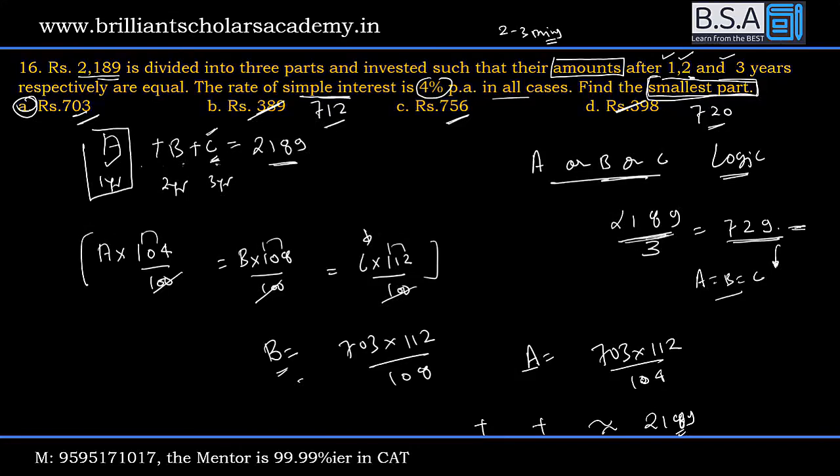Confirmation on the explanation, confirmation on the solution. Right now, I am saying the smallest option is C. The smallest money goes to C. So we reduced it to less than one third.